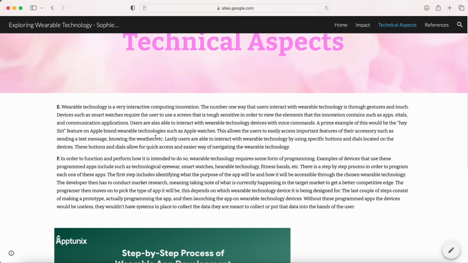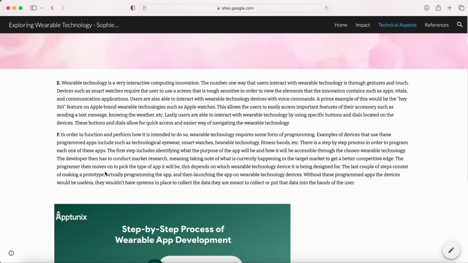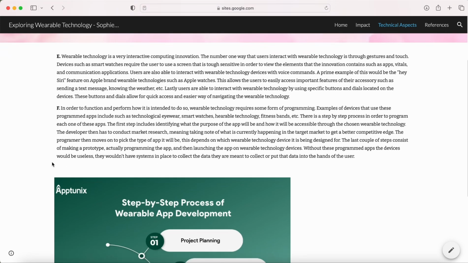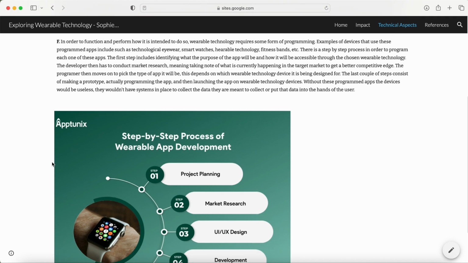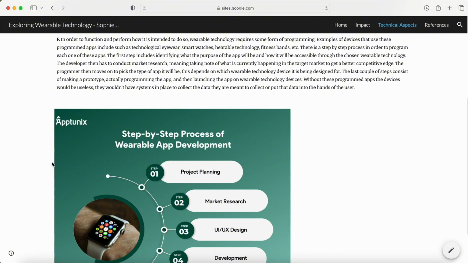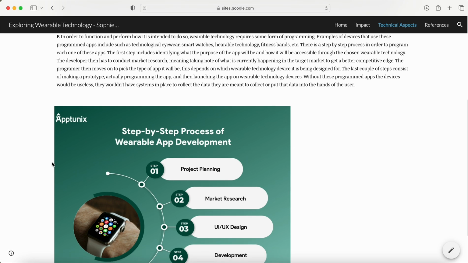And then lastly, question F goes into details that incorporate at least one of the big ideas of abstraction, algorithms, or programming. I chose to do programming. Wearable technology apps are programmed to help the wearable technology. So I went into the step process of how these apps are developed, which includes planning the project, market research, development, and then testing, and finally putting the apps out on the wearable technology.